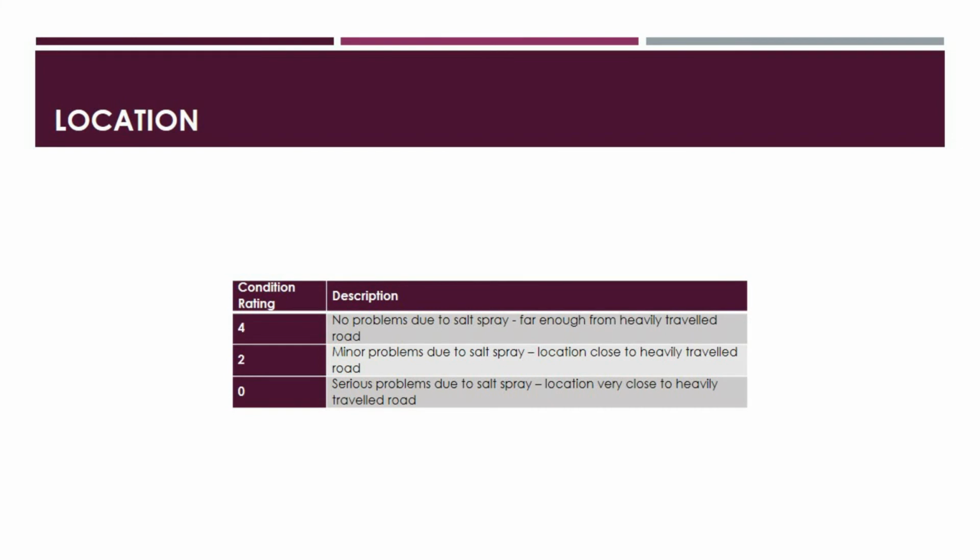And the last category is location, in which what we're looking for is if it is near heavily traveled roads or on roads that have salt exposure. So for a rating of 4, it means that there are no problems due to salt spray and it is far enough from heavily traveled roads. For a rating of 2, it means that there are minor problems due to salt spray and the location is close to heavily traveled roads. And for a rating of 0, it means that there are serious problems due to salt spray and the location is very close to heavily traveled roads.